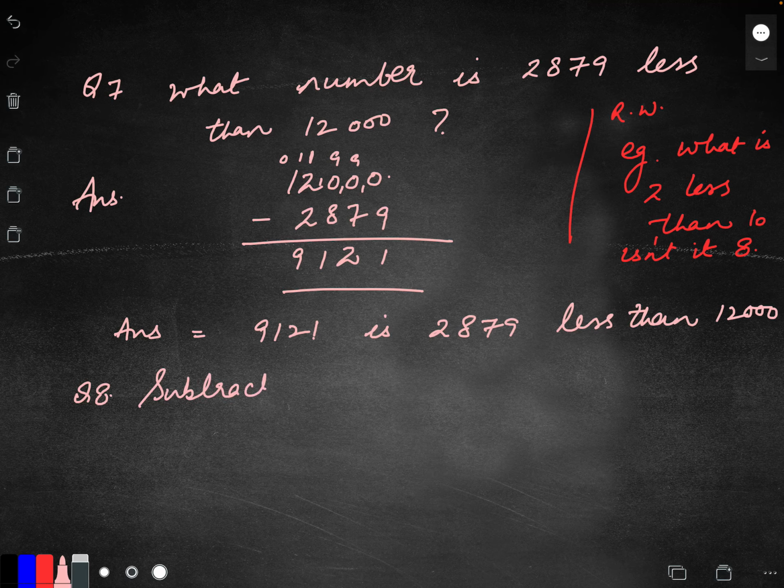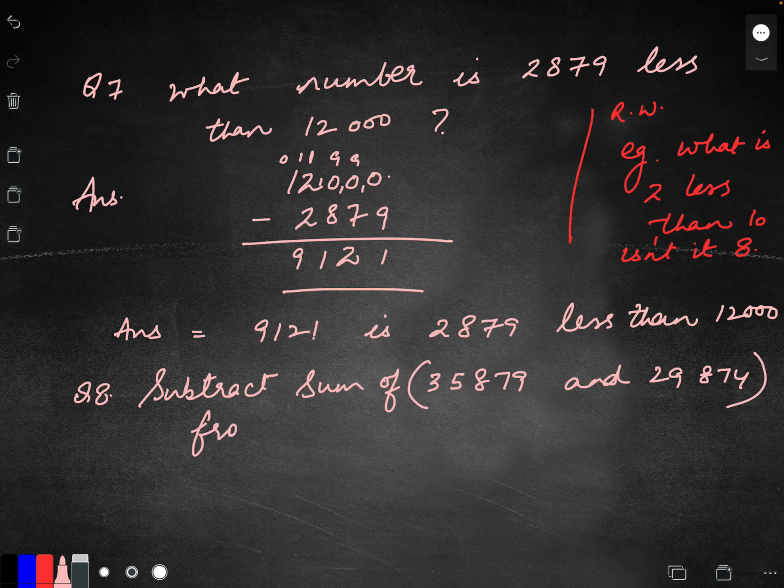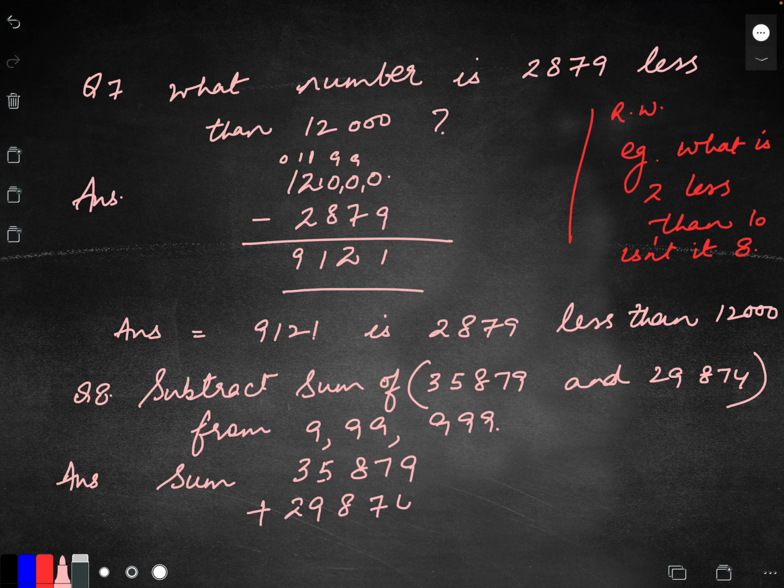Subtract the sum of 35,879 and 29,874. I am putting a bracket for you here. From 9,99,999. So first of all, in the first step, two-step question this is. We find the sum. Sum of these two numbers, 35879 plus 29874. Add them.